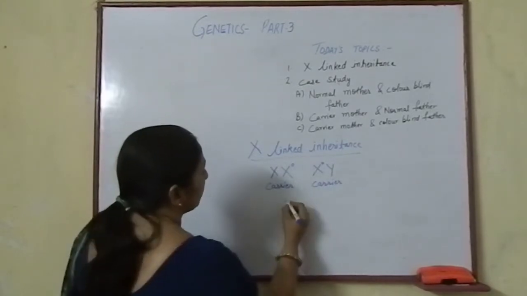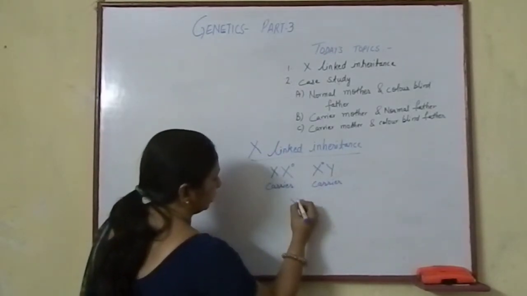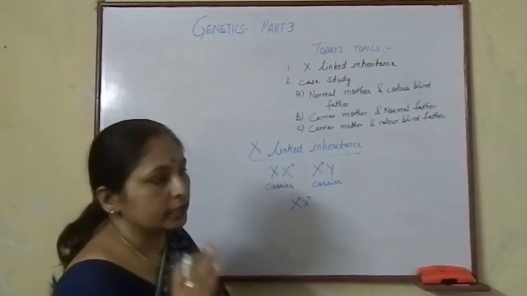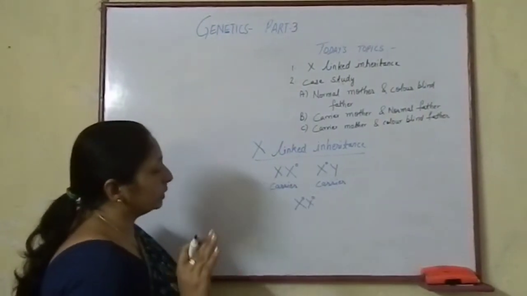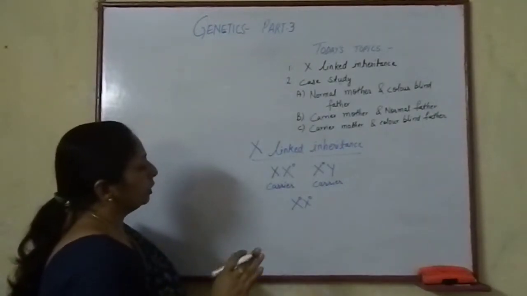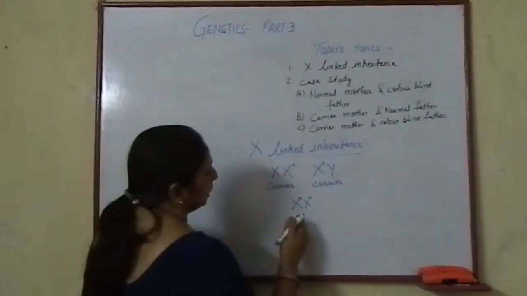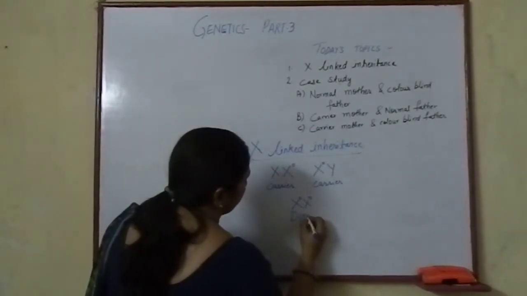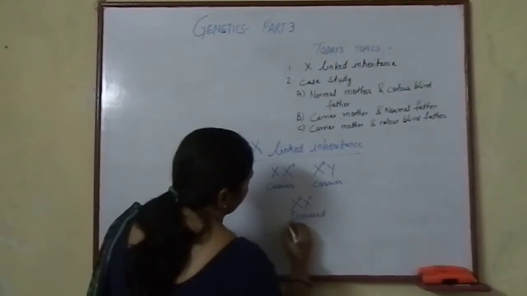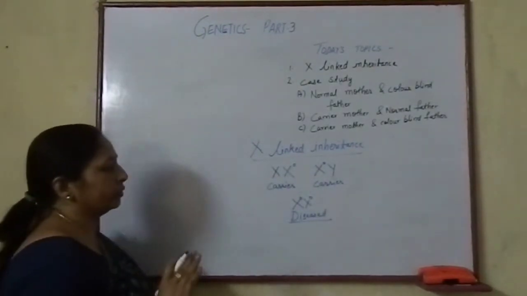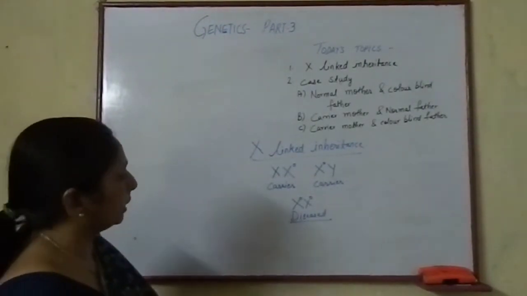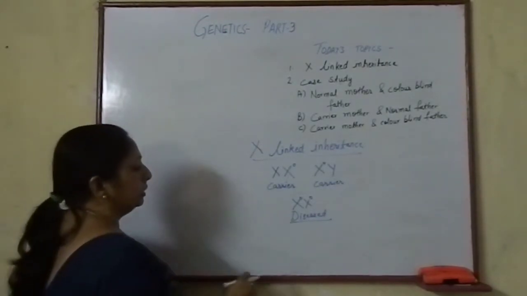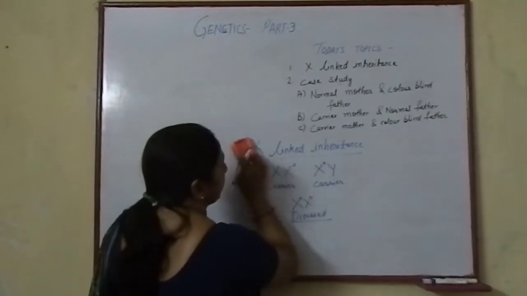Now next is the homozygous condition. Since the disease is carried over by the X chromosome only, if it is present in the homozygous condition, then the person is a diseased one. So in the heterozygous condition, they are carriers of the disease, and in the homozygous condition, they are the diseased ones. So let's start the case study.